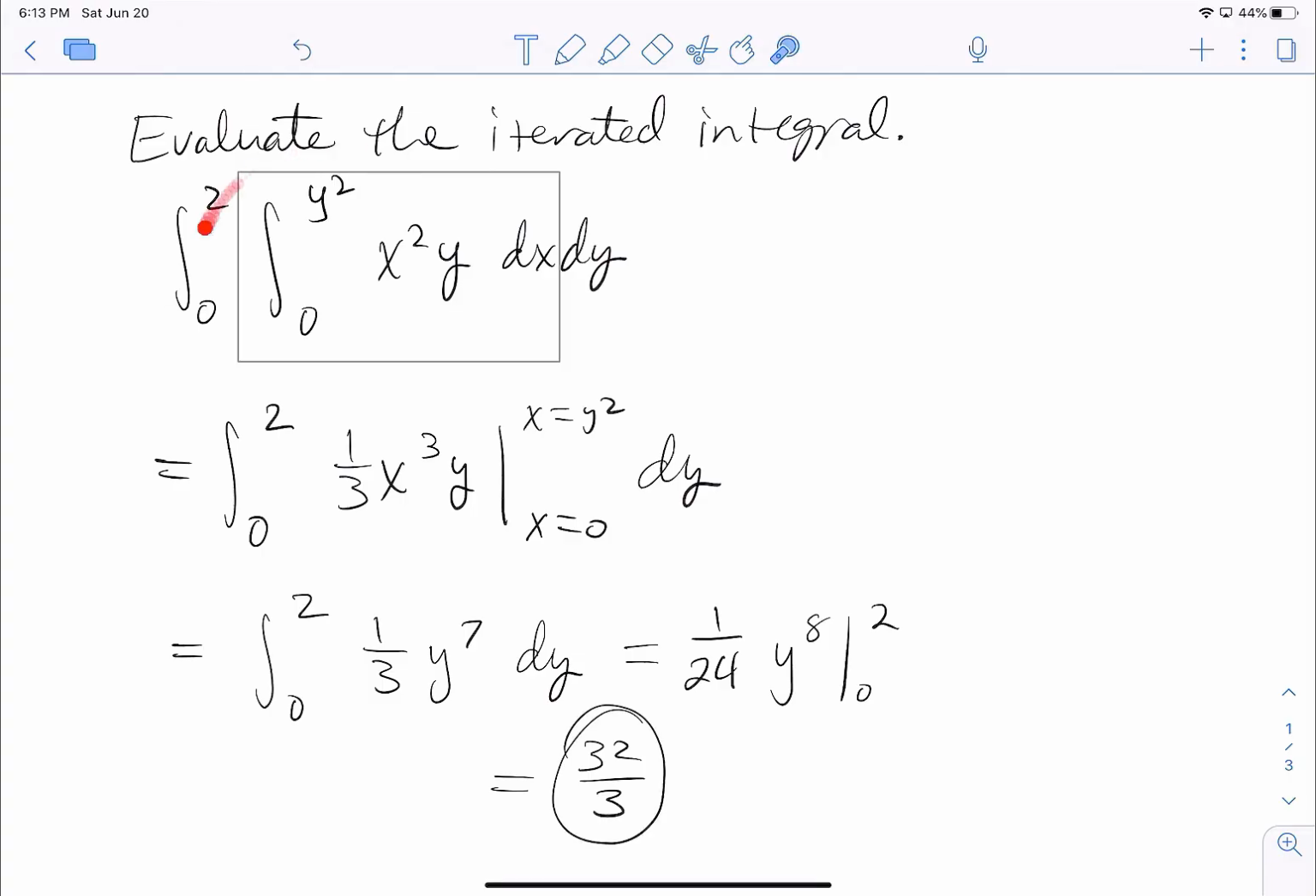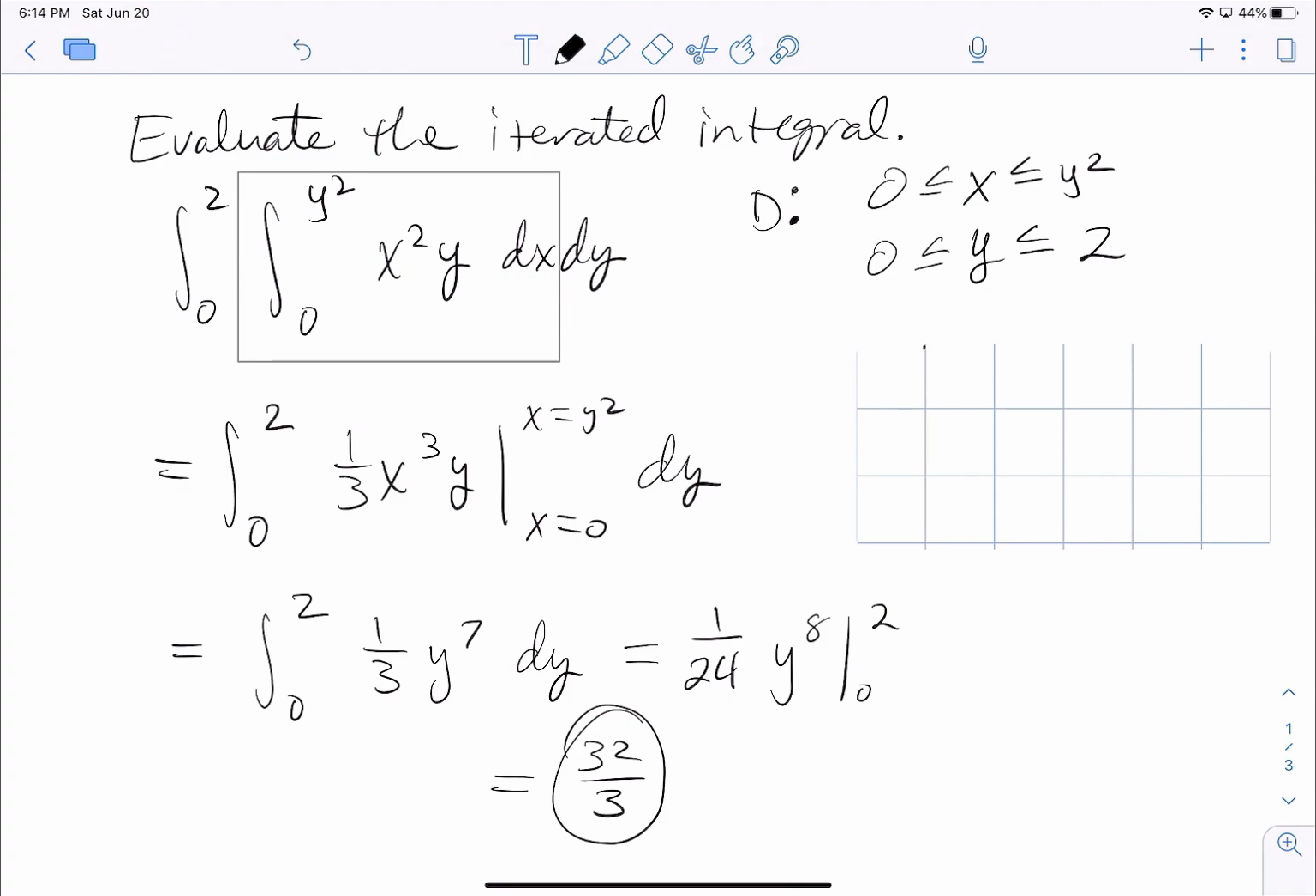Now let's take a moment to analyze the region D, and the region D is given by the limits of integration. We can see here that x would go from 0 to y squared, and that y would go from 0 to 2. I'm going to turn these limits into a graph in the xy plane. The curve x equals y squared looks like the square root function, doesn't it? And y goes from 0 to 2.